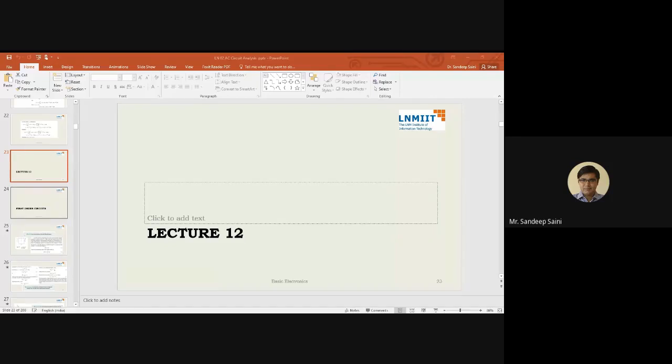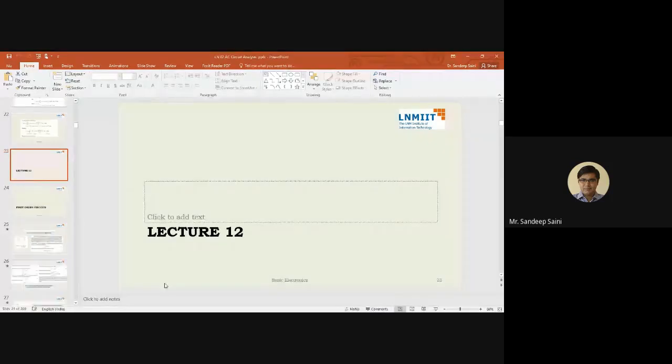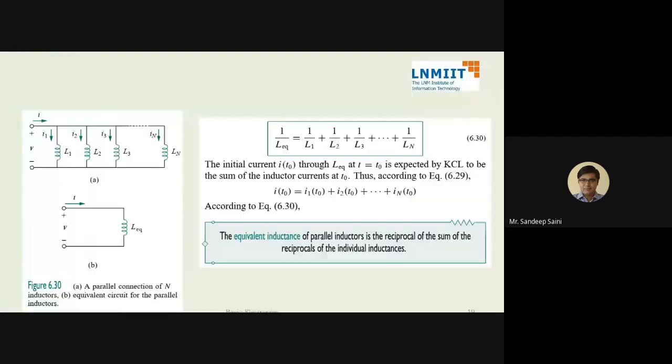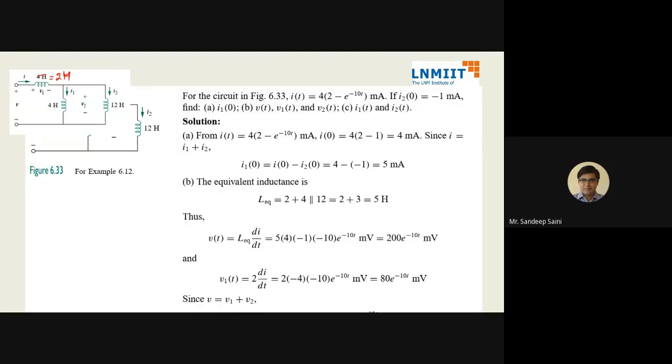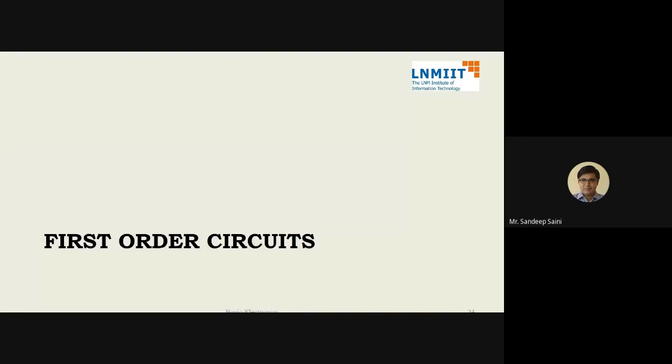In the last lecture, we discussed capacitors and inductors: how a capacitor and an inductor behave when attached to DC sources, what their voltage-current relationships are, and all these things. We had some examples also. Today we are going to start our discussion with first order circuits.